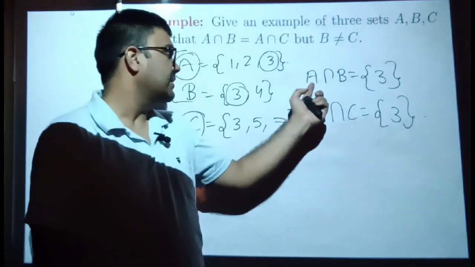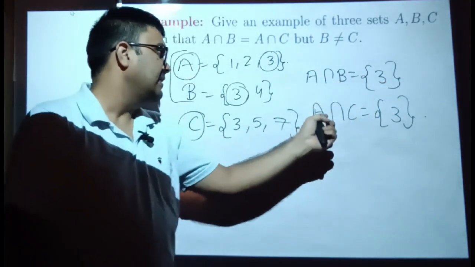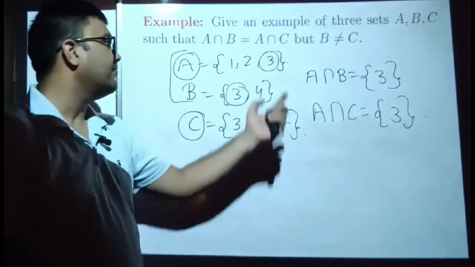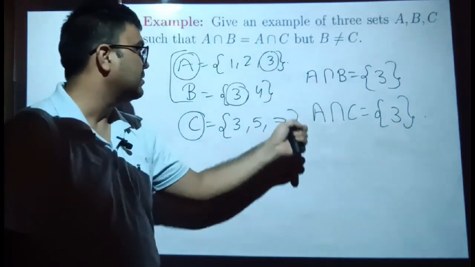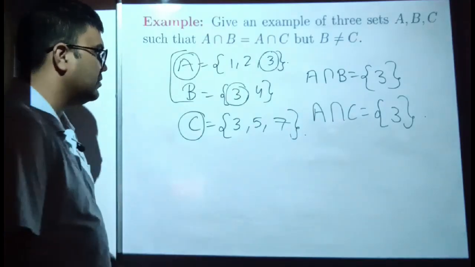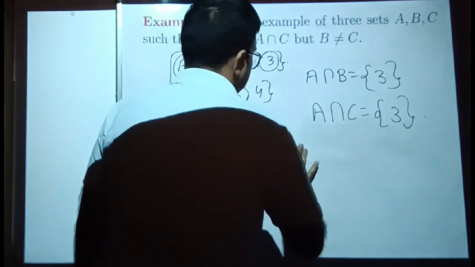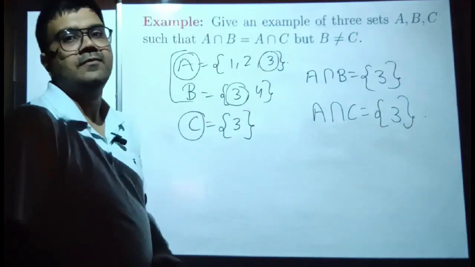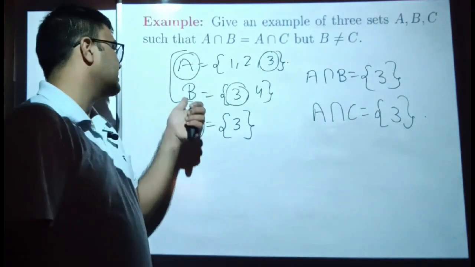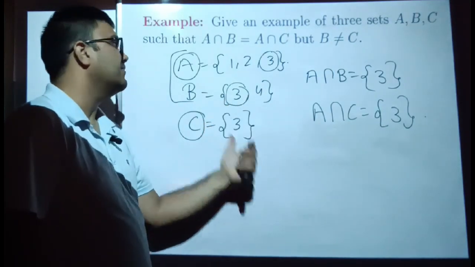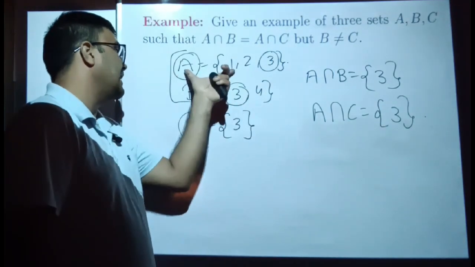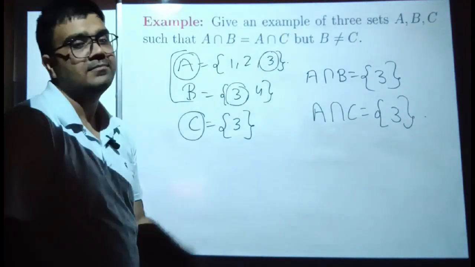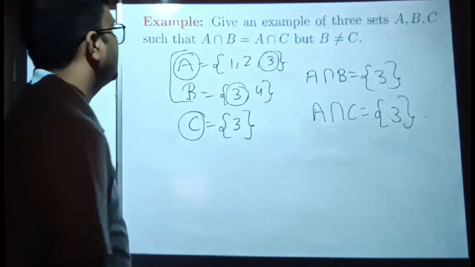Now what happens over here? A intersection B is 3, A intersection C is 3, but clearly B is not equal to C. You don't even need to consider this set, just consider this one. We are considering B is equal to 3, 4, C is equal to 3. What is A intersection B? 3. A intersection C? 3. But B is not equal to C. So this is how we can prove this result.